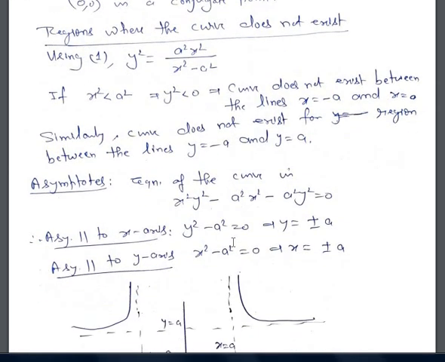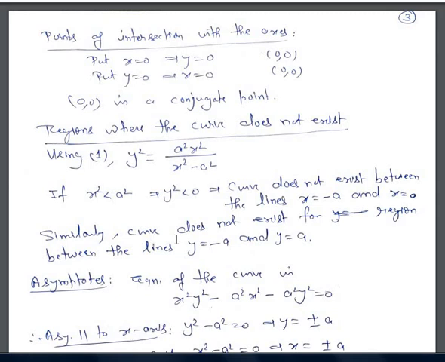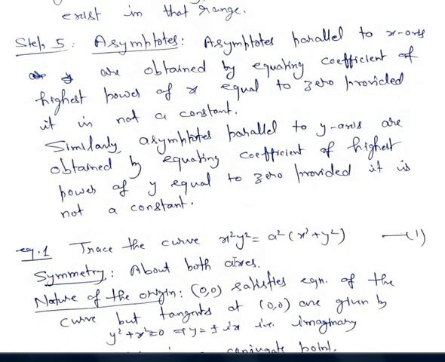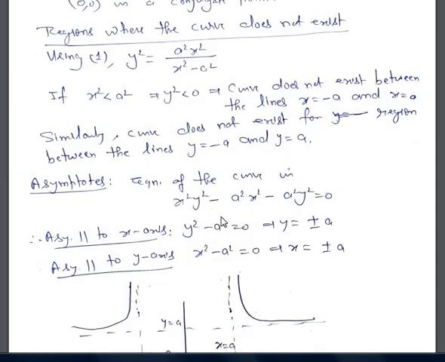Similarly, if you solve it for x squared, then the curve will not exist for the region between the lines y is equal to minus a and y is equal to plus a. Now last step is to find out asymptotes. If you simplify the equation of the curve, it is x squared y squared minus a squared x squared minus a squared y squared is equal to 0.